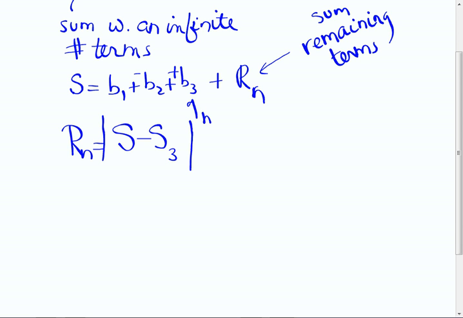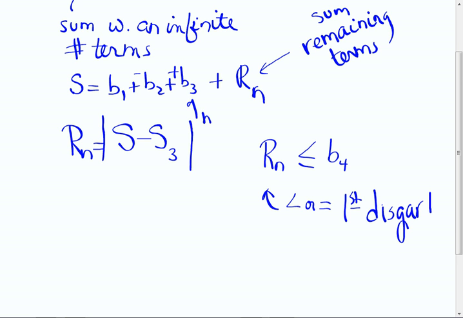So the sum of the remaining terms is equal to the difference between the actual sum and the sum of the first three. And there's a theorem that says if this truly is an alternating series, then R sub n is less than or equal to the first discarded term. If I went to B3, what's the first term I didn't add in? B4. So this is less than or equal to the first discarded term. You'd have to add them up.